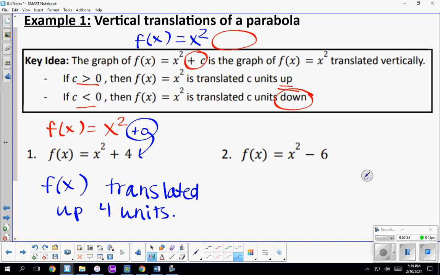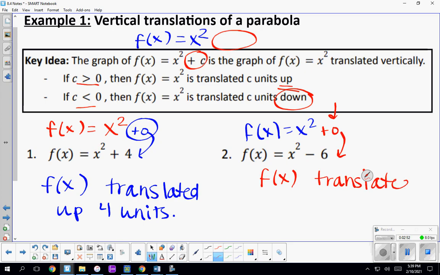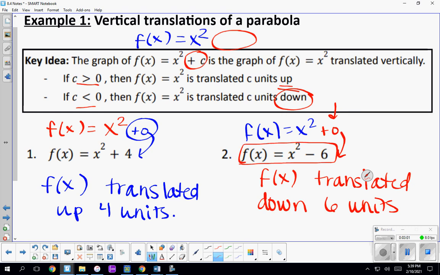It's the same thing over here. If we start with that parent function, since there's no constant out here, it's kind of like it's a plus 0. And we can see that it actually went down 6. So in this problem, f of x was translated down 6 units. Just by looking at this equation, we know that the graph is going to go down 6 units.